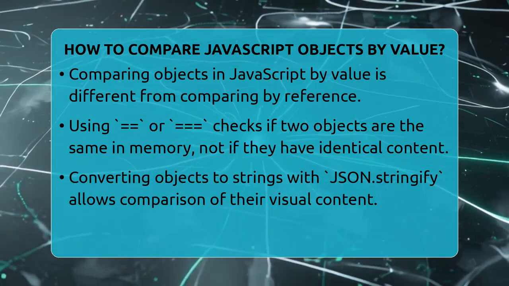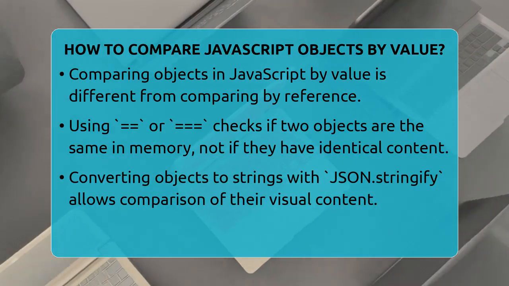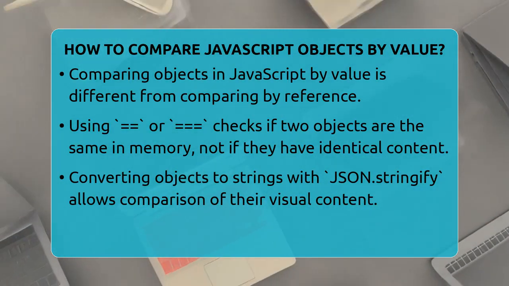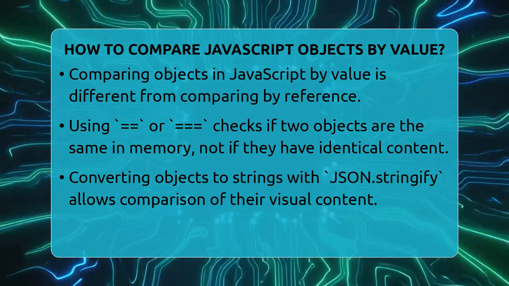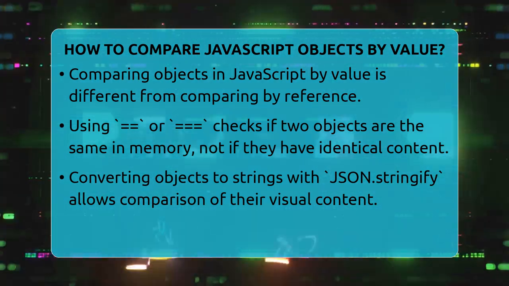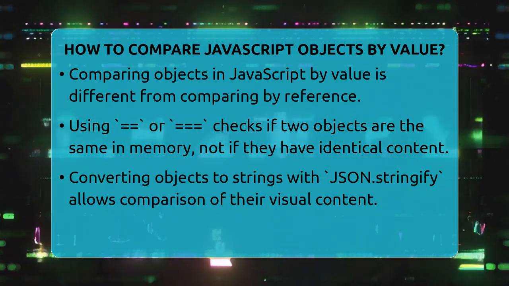In JavaScript, when you compare two objects using the double equals or triple equal signs, it only checks if they are the same box in memory. Even if they look identical, if they are separate objects, JavaScript says they are different. So how do you check if two objects have the same content?